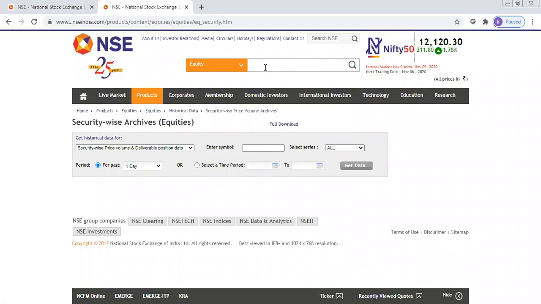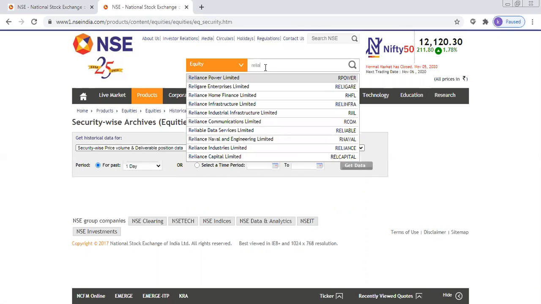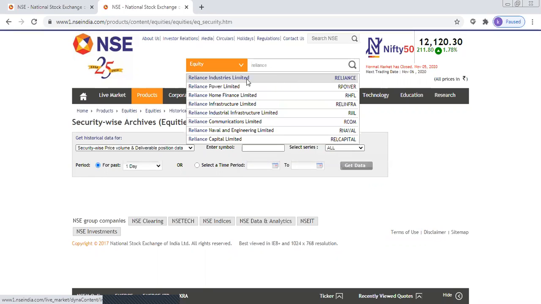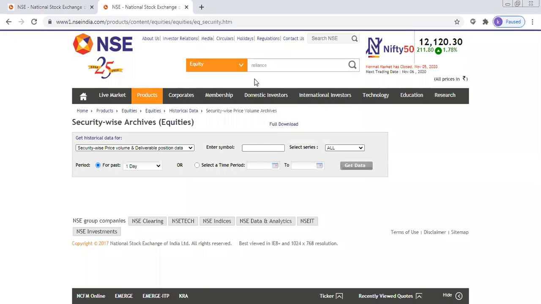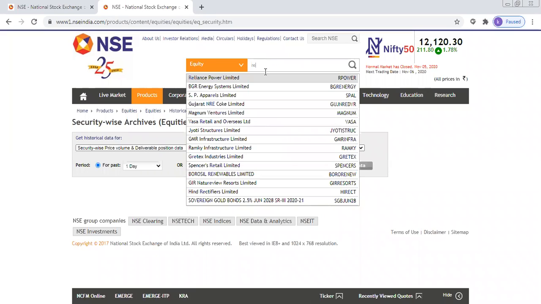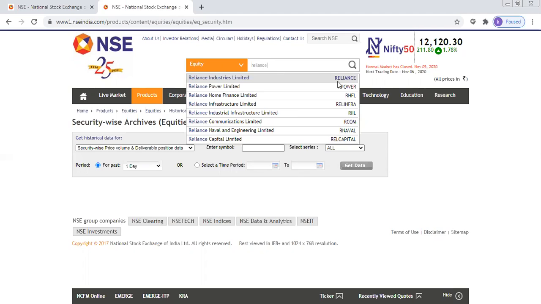So for example, I don't know how Reliance is mentioned, so I'll straight away write RELIANCE. Now, when it says Reliance, there are a lot of companies associated with Reliance that come up. I'm not really interested in all the companies. I'm predominantly interested in a company called Reliance Industries Limited. So I'll just click on Reliance Industries Limited.